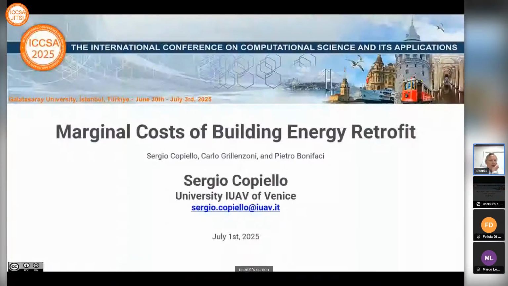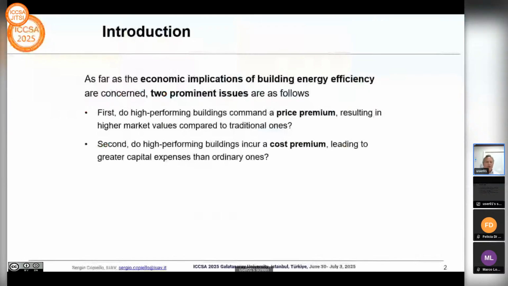So, good morning. My name is Sergio Copiello, and the study I'm going to present, marginal cost of building energy retrofit, is essentially the last leg of almost 10-year-long research I've been involved with my colleagues. The research topic is building energy efficiency. And specifically, we are interested in analyzing the economic implications of building energy efficiency.